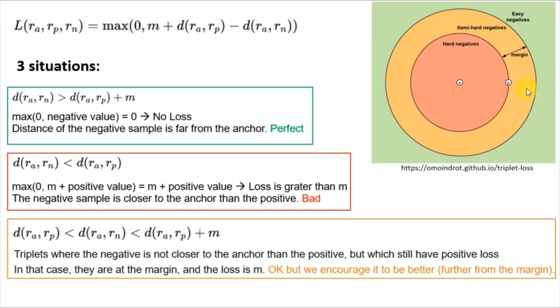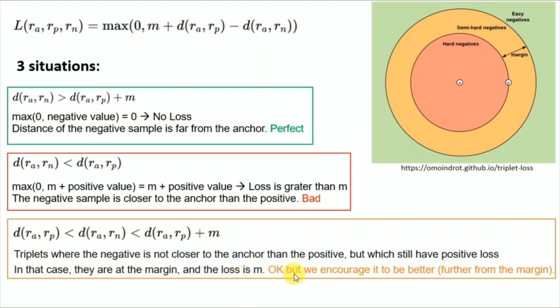So this is okay, but we encourage it to be better. This is why we're including the margin, because we don't really want these samples to be at the margin. We want them to be away from the margin. We want them to be here in this green side right here. So when they're at the margin, this is okay, but there's still a loss, which is basically m. Okay? So the loss here is m.